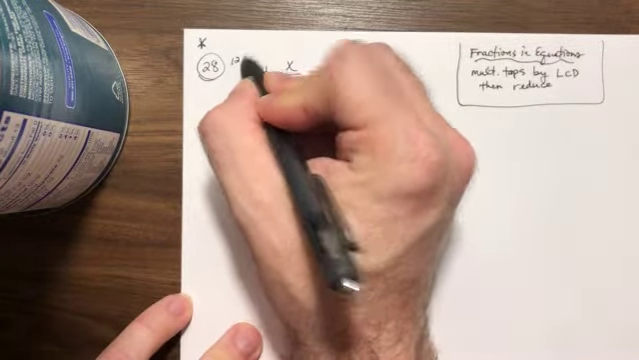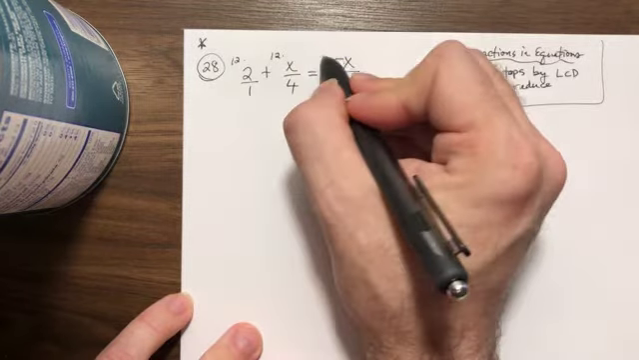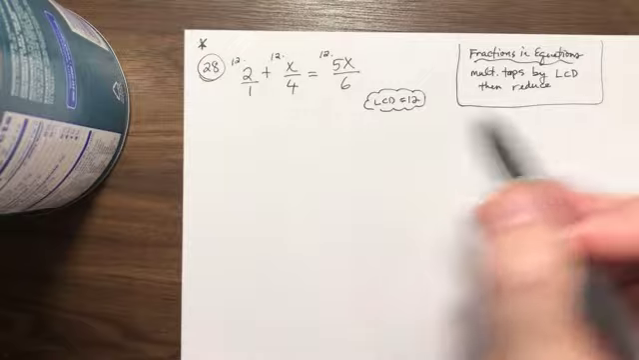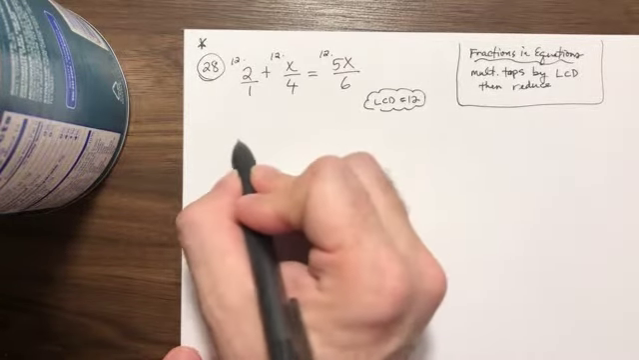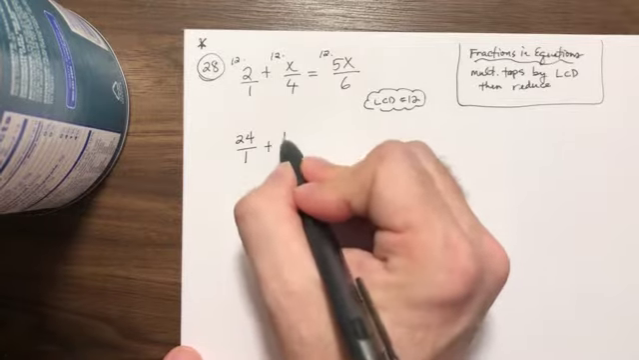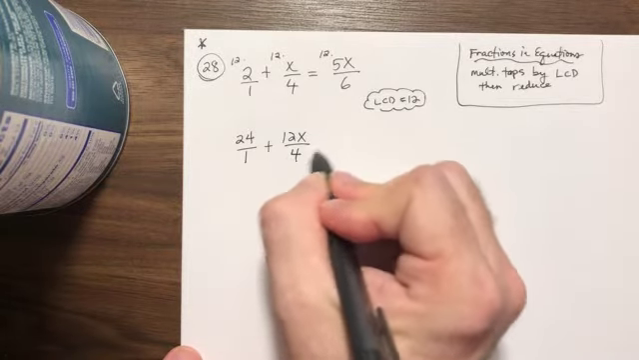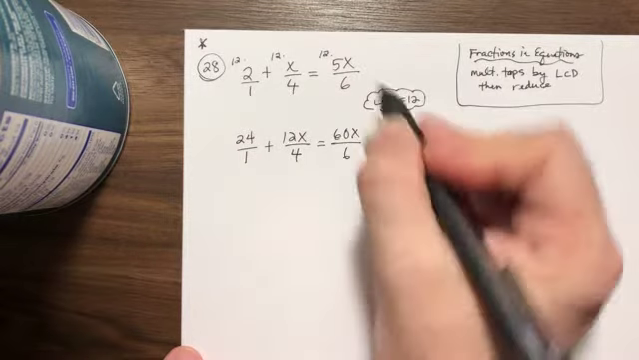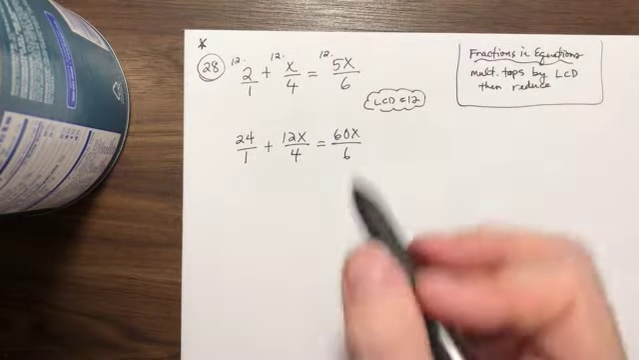So I'm going to say 12 times 2, 12 times x, and 12 times 5x. Now the thing with this is, do not change the denominators. So this is 24 over 1. This is 12x over 4. And this is 60x over 6. That's 12 times 5. These didn't change.